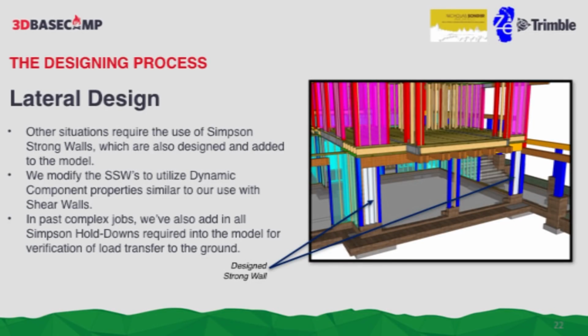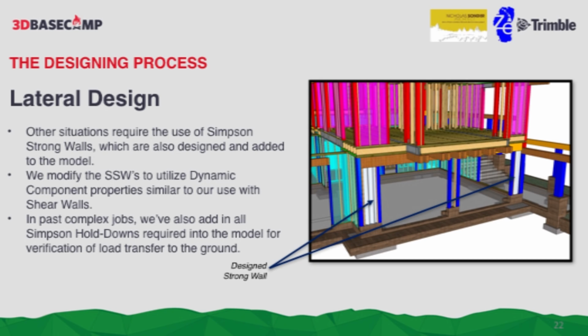Other situations require strong walls, Simpson strong walls. We use those a ton. We've actually had Simpson come into our office, and they've created more SketchUp components for us. You can almost find any hold down, any strong wall in SketchUp now, and you can just download it right to your model. We've actually had projects where we've input every single hold down because it was so complicated that we had to make sure that every hold down made it to the ground. So we literally grab their components and we dump them in.